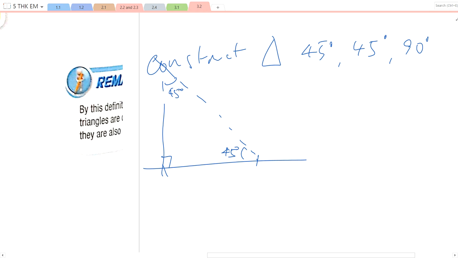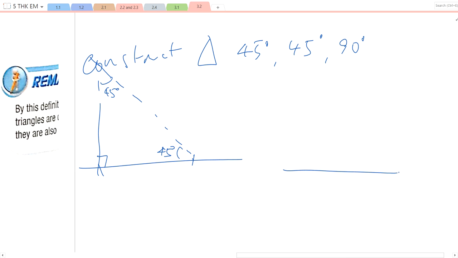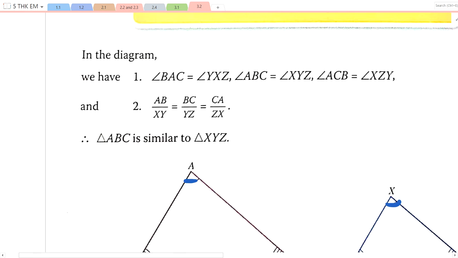Now this could be the work of student A. Student B could have done it this way. Mr. Wong didn't say the length. Let me choose a very tiny triangle. So I draw my 90 degrees. I draw my 45 and my 45. Are these two triangles similar? Yes, they are. You see that as long as the angles are the same, my triangles are similar. Okay? So this is the first one that I want to teach you. That is on page 53 of your textbook.